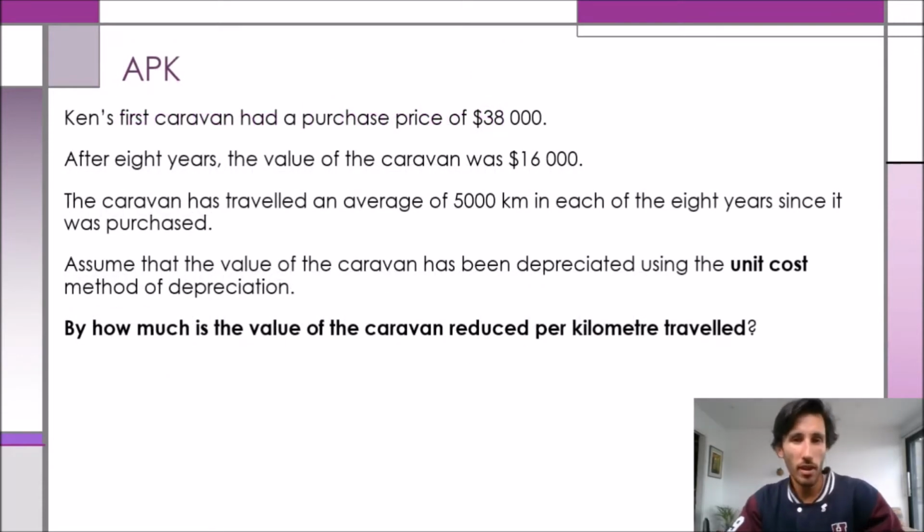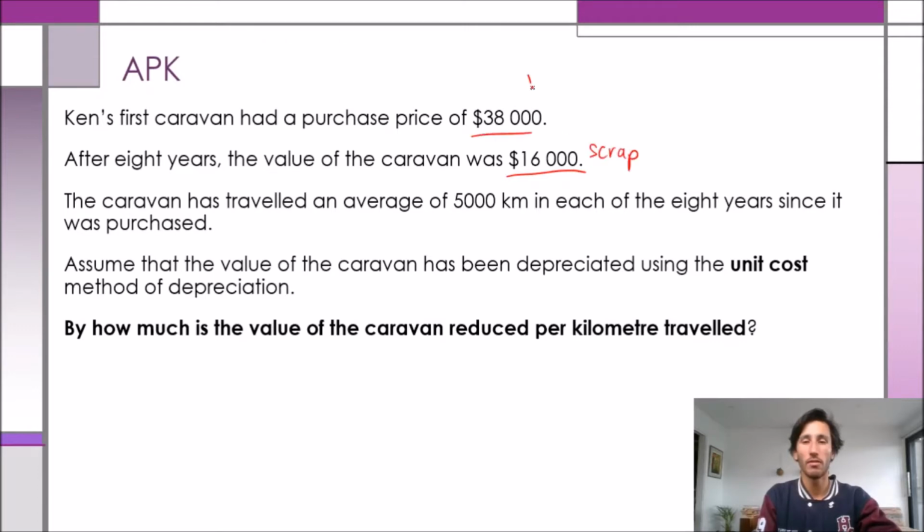let's have a look at this example, just to make sure that we're all over the difference between unit cost and flat rate depreciation. Let's have a look at Ken's caravan. So Ken's first caravan had a purchase price of 38 grand. After 8 years, the value of the caravan was 16,000. So remember, this is scrap value, this is V0, this is N. The caravan has traveled an average of 5,000 Ks in each of the 8 years since it was purchased.